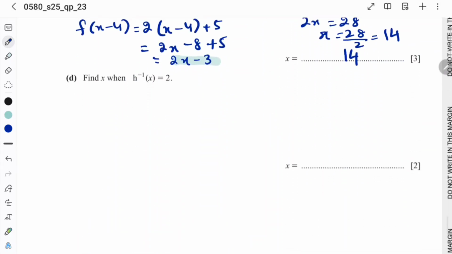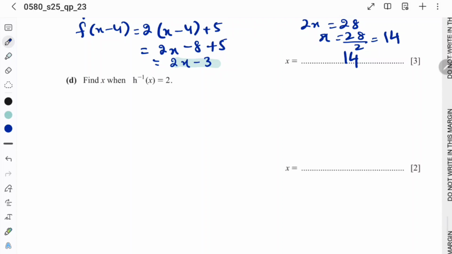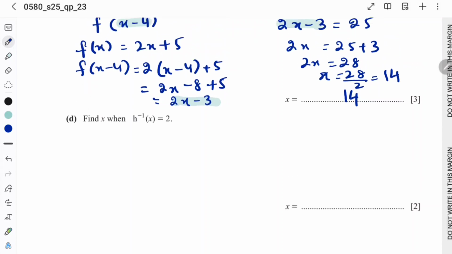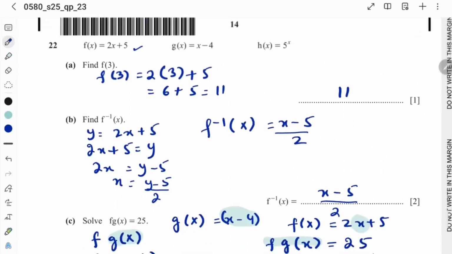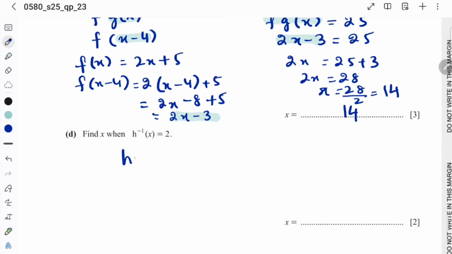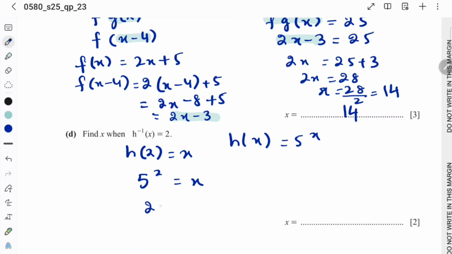Alright, now go to the next part. Find h inverse of x, when x equals 2. So you have h(x) is equal to 5 to the power x. Remember, now h(x) is equal to 2, it means that h inverse of 2 is equal to x. So 5 to the power 2 is equal to x. 25 is equal to x. x equals 25.